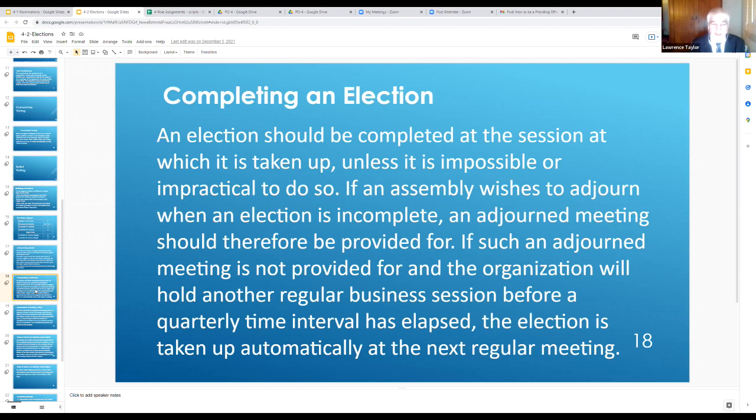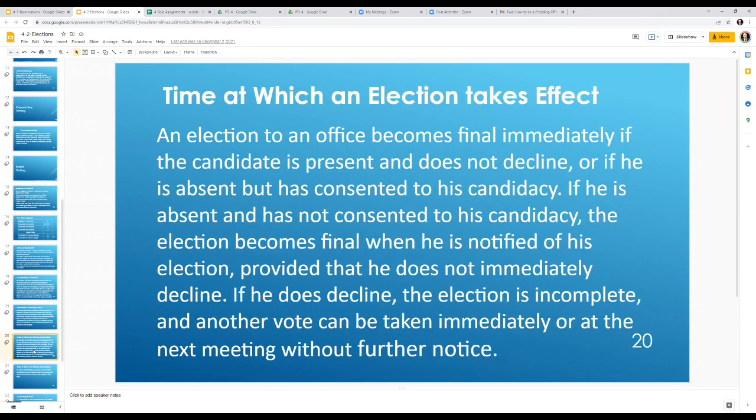If such an adjourned meeting is not provided for, and the organization will hold another regular business session before a quarterly time interval has elapsed, then the election is taken up automatically at the next regular meeting. And if you remember our discussion on agendas, that would be a special order.